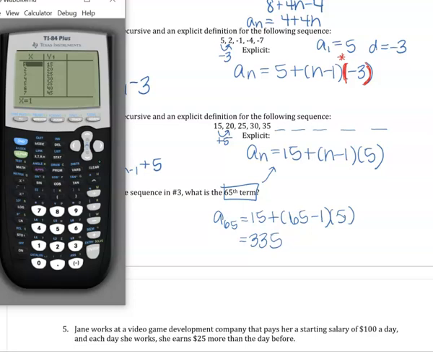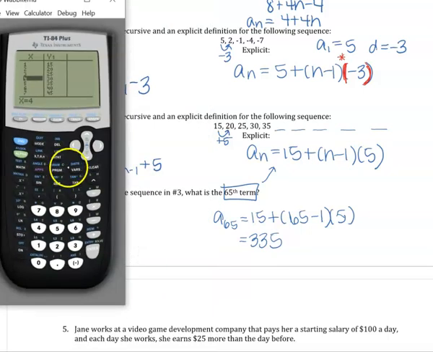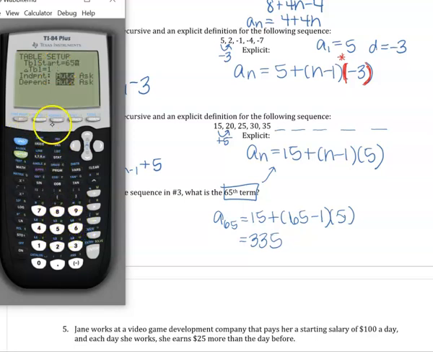Now, for fun, let's say I want to jump to the 65th term. I'm not going to sit here and just scroll. What I can do is go to second window, which pulls up table set. Do you see how it says table start? I'm going to type in 65, and now I'm going to go back to my table. Look at that. Now I've jumped to 65 in the table, and it's the 335th term, which is verifying what I just did algebraically over here. So just some fun little calculator hacks to help you check yourself.